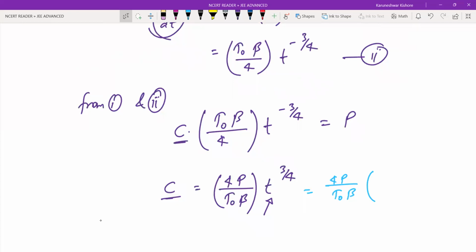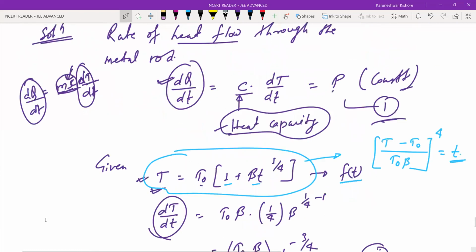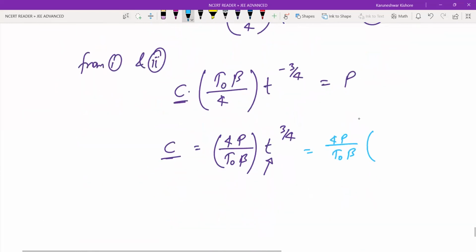Then this time T will be replaced by the equation. It is T minus T naught divided by T naught, and then beta to the power 4. Beta to the power 4. So from here you can relate the equation which we are having.